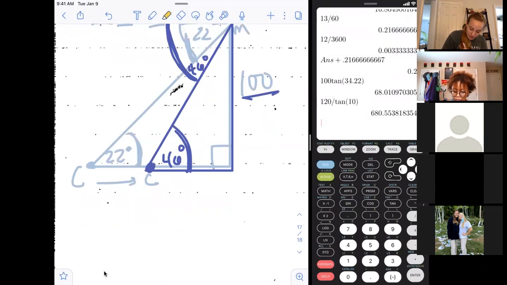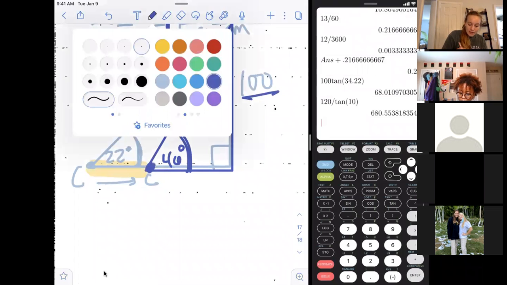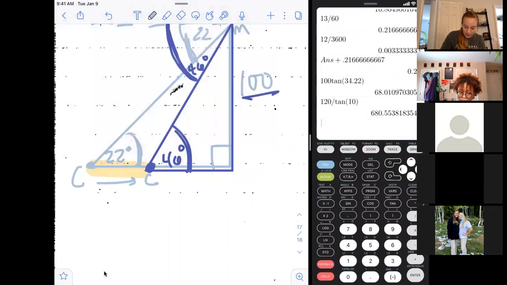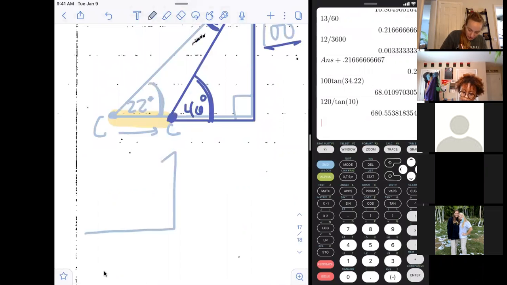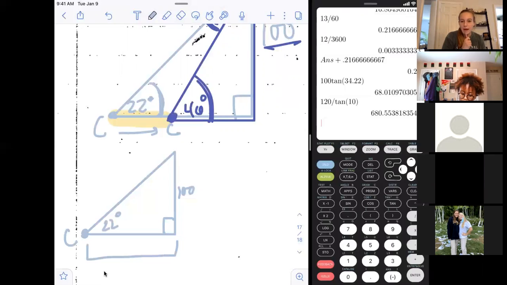I want to know this distance right here. Let's separate these two triangles and then see how we can solve. So I've got a longer triangle, 100, 22, and then we've got to do something with the bottom, but I'm not going to label that yet. Questions on what I've labeled so far?